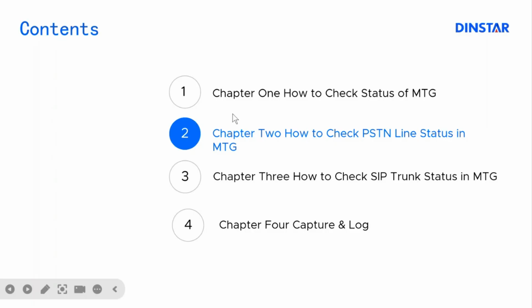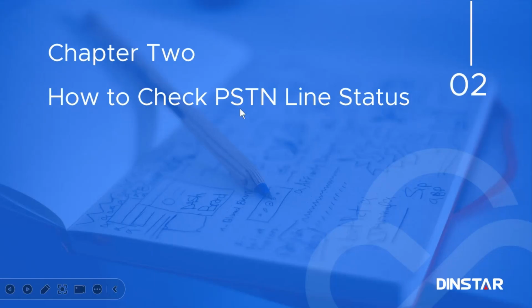Okay, now that we have learned how to check the MTG system status, let's move on to chapter 2, how to check the PSTN line status in MTG. Chapter 2 focuses on PSTN line maintenance, including E1, T1, PRI, SS7, and analog trunks. This is critical for stable voice service.